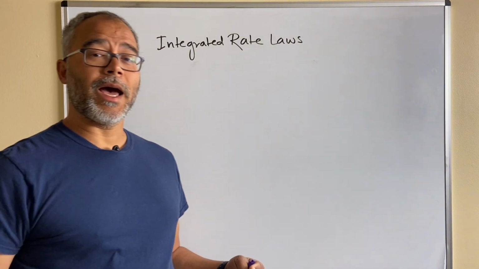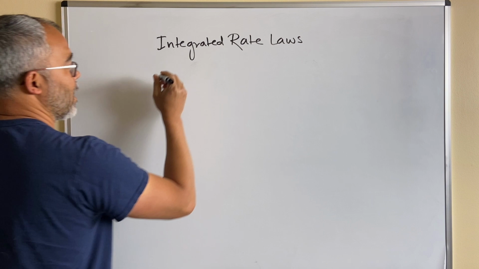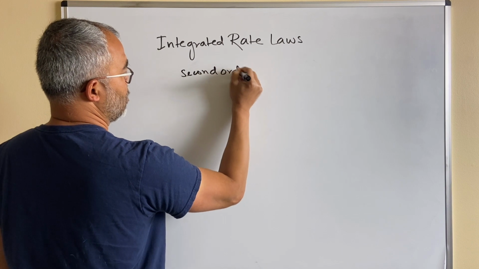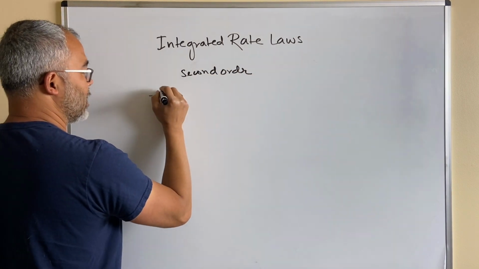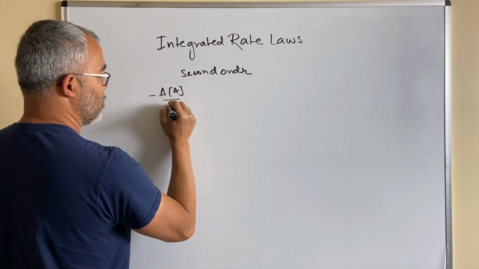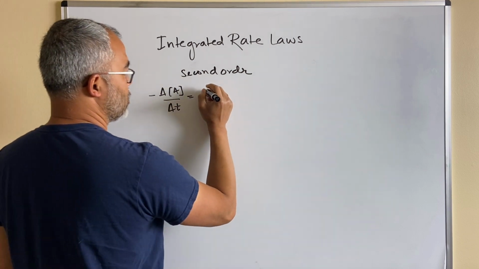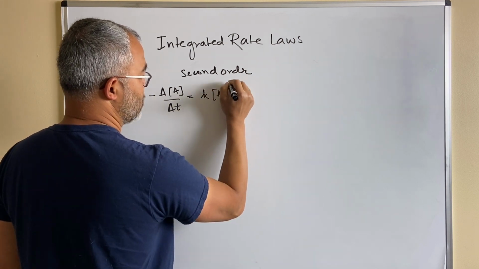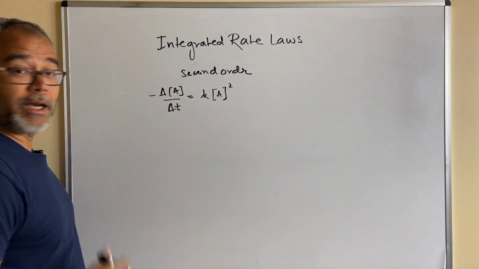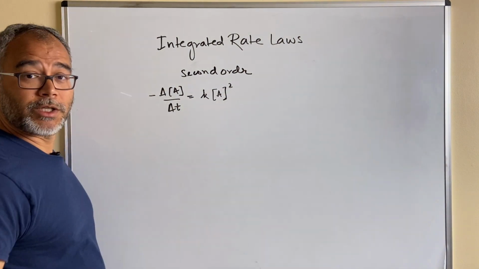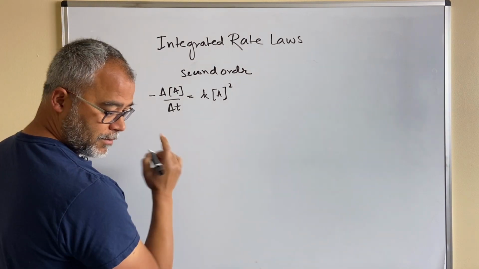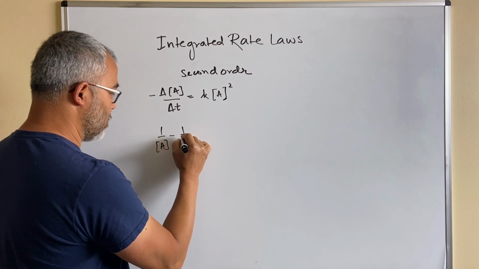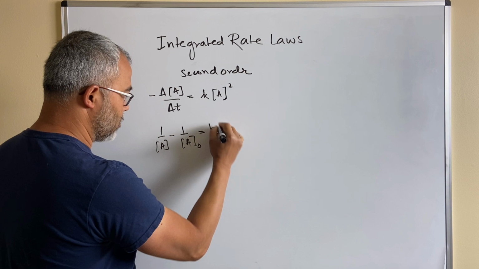So now let's take a look at the case of a second order reaction. So in the case of a second order reaction, let's write that down, second order, we have minus change in the concentration of A over change in time is equal to k times A raised to 2 because it's second order, okay? And again, if we integrate between the same intervals that we've been doing for the zeroth and the first order, we'd get 1 over A minus 1 over A naught is equal to kt.